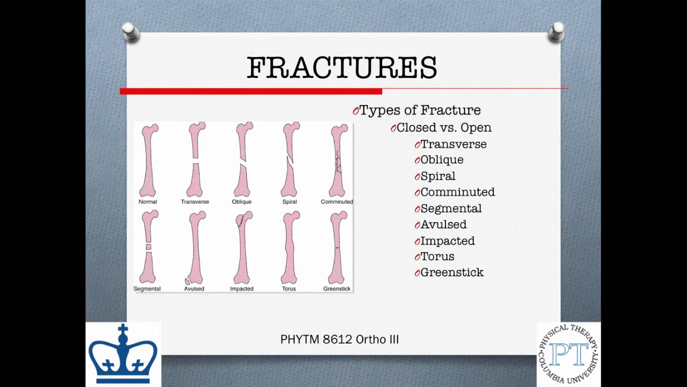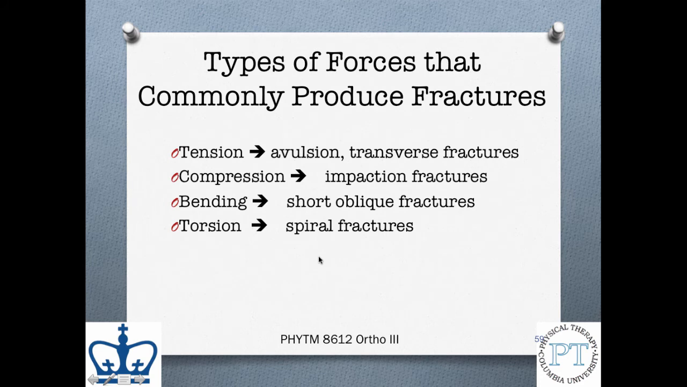So there are different types of fractures. We have closed versus open, open meaning that it breaks the skin. You can see here in the upper left, we go from normal all the way down to greenstick. In general, excessive tension forces can lead to avulsion fractures as well as transverse fractures. Excessive compression can lead to impaction fractures. Bending can lead to short oblique fractures, and excessive torsion or twisting, think about wringing out a towel, can lead to spiral fractures.